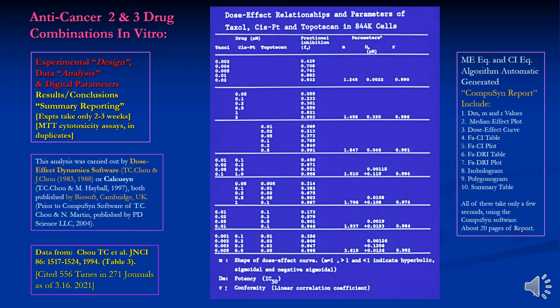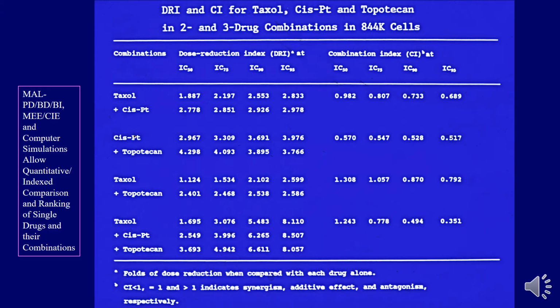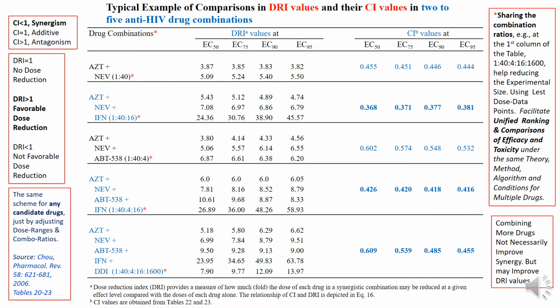In vitro, this is the taxol, cisplatin and topotecan 2 and 3 drug combinations design and analysis against colon carcinoma tumor cells. The results show the CI value smaller than 1 indicating synergism and DRI greater than 1 indicate dose reduction for synergy. These are anti-HIV 2 to 5 drug combinations. The results allow ranking of all single drugs and their combinations under the same PD principle and the same conditions.